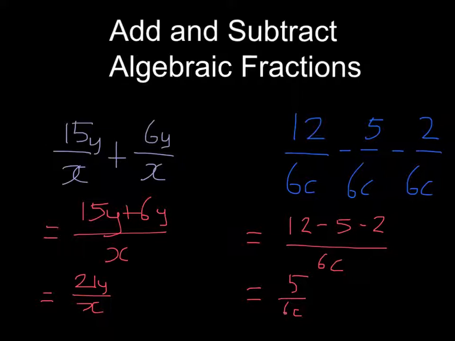Always handy to look for as well. In this case, you can't with either of these two answers, but look if there is any numbers that you might be able to simplify in your fraction. In this case, 21 over 1x, can't simplify that. 5 over 6c, can't simplify those either.